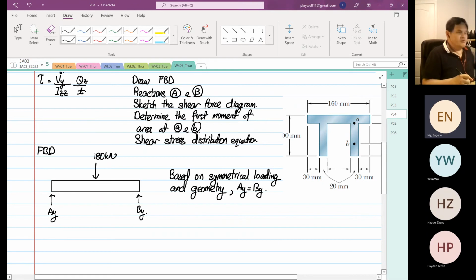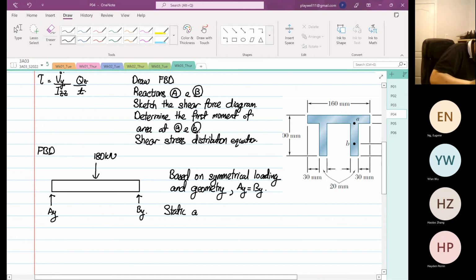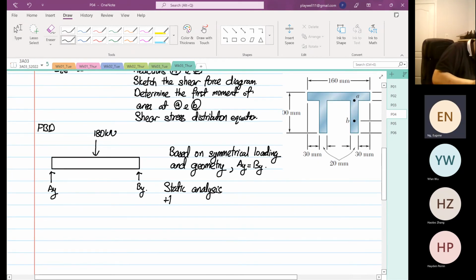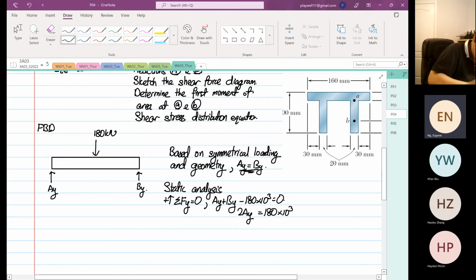Then we are going to apply static analysis, the summation of forces in the y direction is equal to zero. So you have Ay plus By minus 180 times 10 to the power 3 is equal to zero. Now, knowing that Ay is equal to By, 2Ay is equal to 180 times 10 to the power 3. Ay is equal to 90 times 10 to the power 3 Newton, and so this is equal to By.